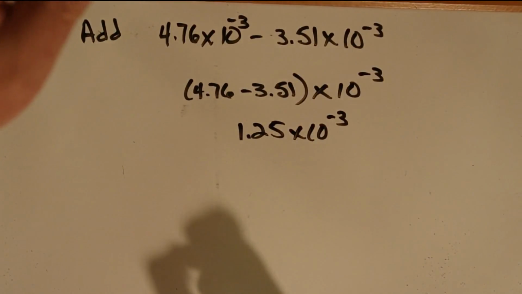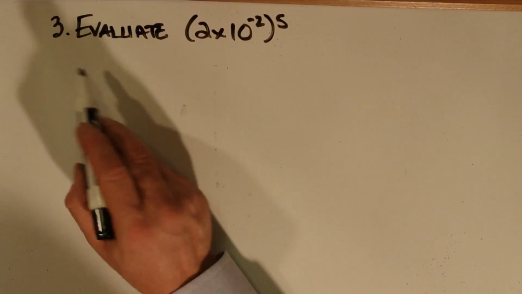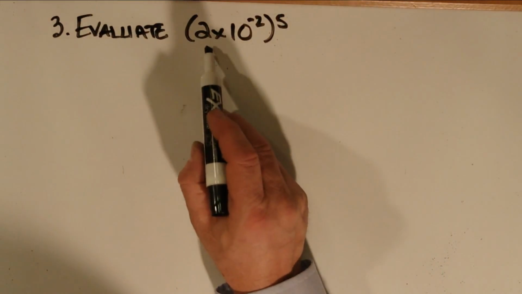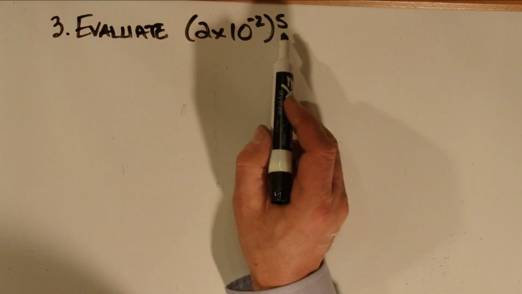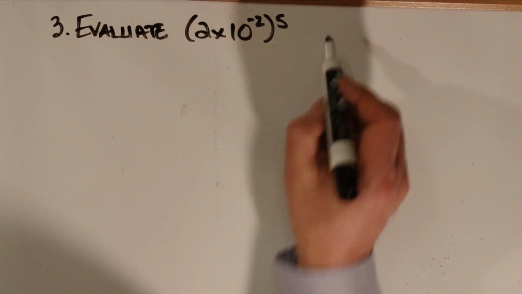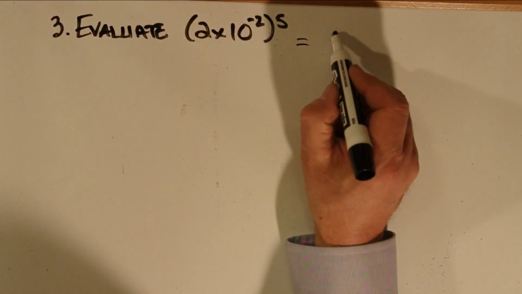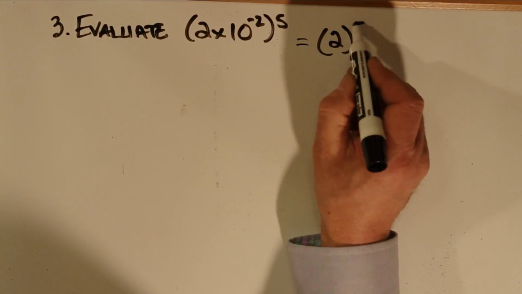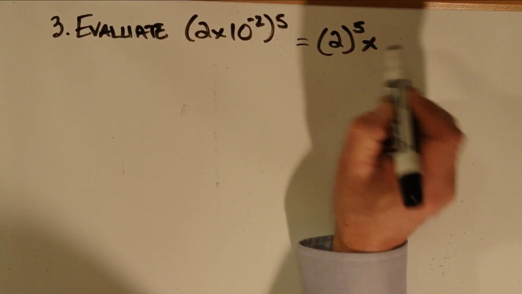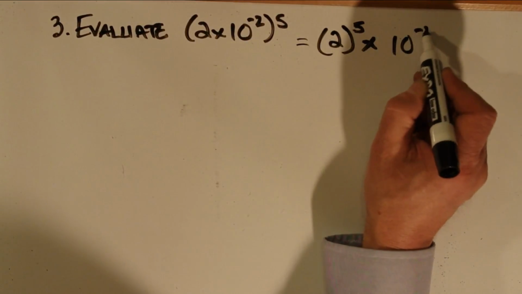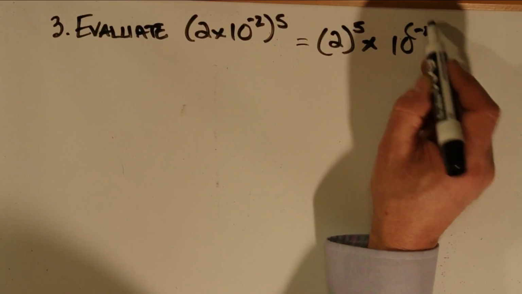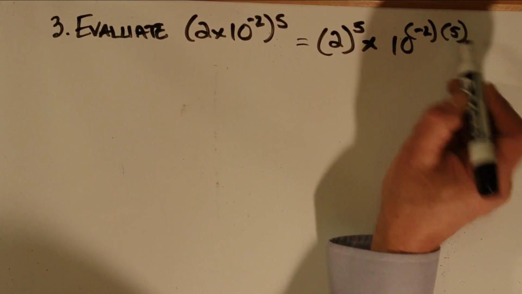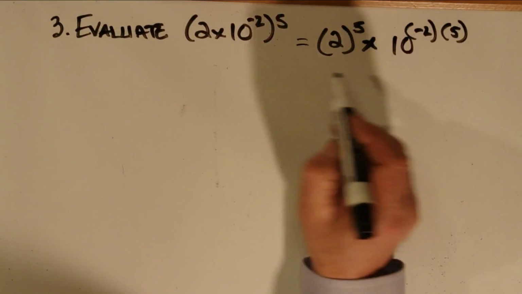And that's done. Our third problem, we're asked to evaluate the quantity 2 times 10 to the minus 2 raised to the 5th power. Here we're bringing the exponent in. The quantity 2 times 10 to the minus 2 power raised to the 5th is going to equal 2 to the 5th times 10 to the minus 2 raised to the 5th power. We'll end up multiplying those two exponents together.